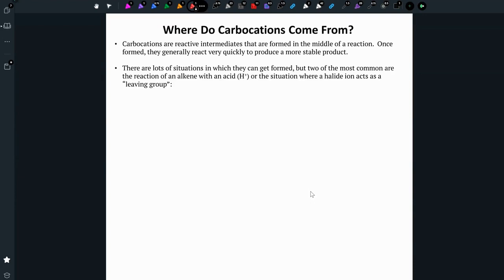As I said before, they're generally reactive intermediates. They get formed in the middle of a reaction. Because they're so unstable, they pretty much immediately will find something to bond to. Right now, we're going to focus on just what that first step is like. And so two common situations where you'll see it happen. One is when you have an alkene and it reacts with an acid.